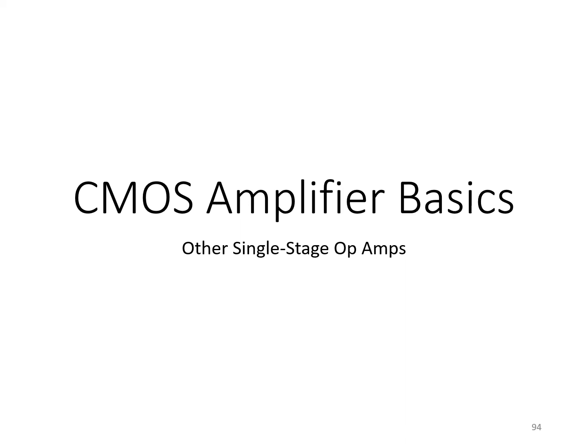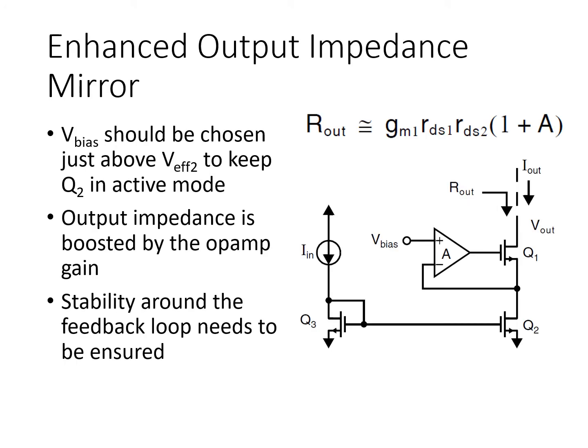In this video, we're just going to introduce some single-stage op-amp circuits other than the folded cascode. One technique that's sometimes used in single-stage amplifiers to increase their gain is to make use of current mirrors with an enhanced output impedance. Remember that single-stage op-amps in CMOS are usually constructed by using the small signal transconductance of a diff pair transistor and multiplying the resulting small signal current by a relatively large small signal impedance.